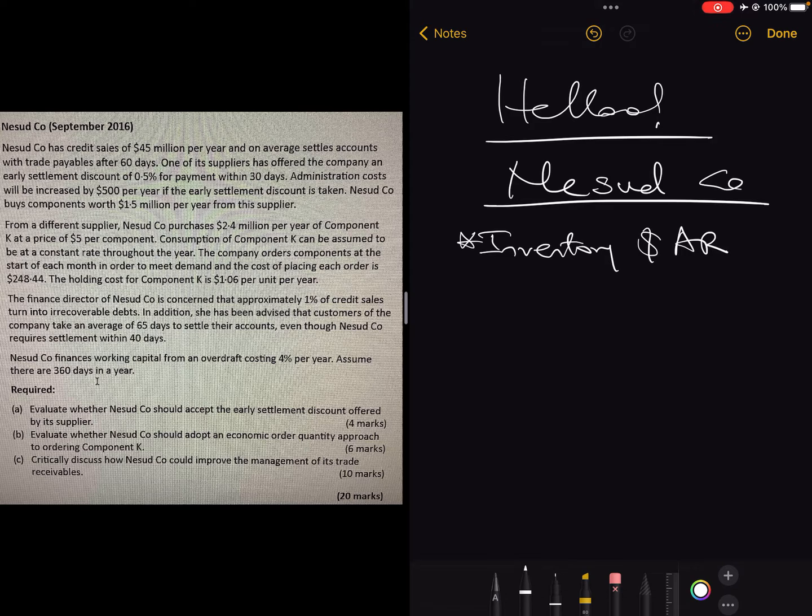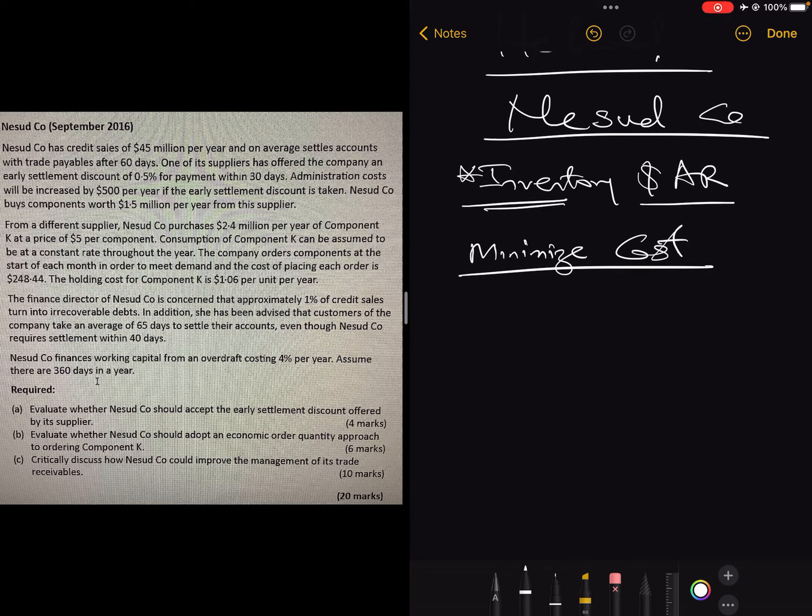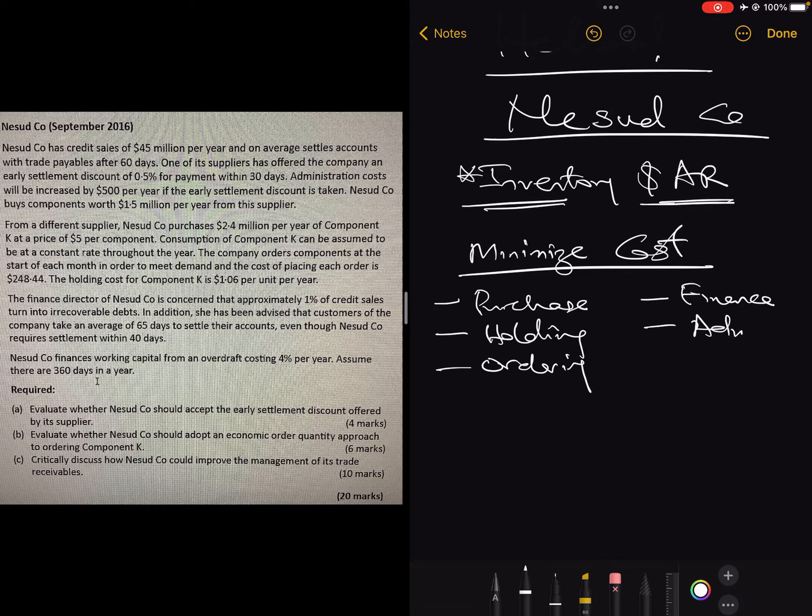And if you remember, the major reason why we manage these two items is just because we want to minimize the cost associated with managing them. And what are those costs associated with managing inventories and receivables? We said purchase cost, holding cost, ordering cost, very important. And for receivable, we said we want to manage finance cost, admin cost, and bad debt.